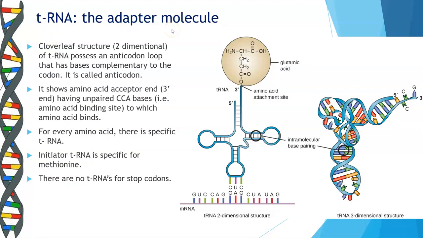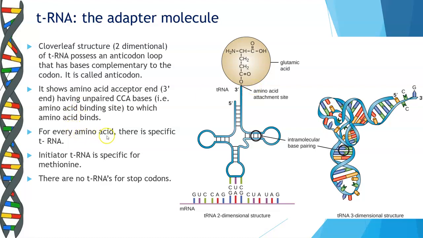Students, let's have a look at the structure of the transfer RNA molecule. The cloverleaf structure. This is a two-dimensional structure of your transfer RNA. It possesses an anticodon loop here that has bases complementary to the codon present on your mRNA. These bases are called anticodons. It shows an amino acid acceptor end at the 3' end having unpaired CCA bases. This is the 3' end. At this place you have the unpaired CCA region where the amino acid gets bound. So it is also called an amino acid binding site.